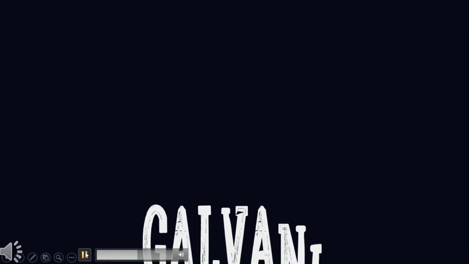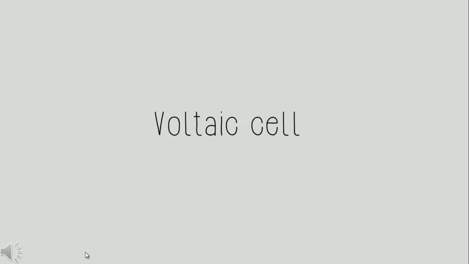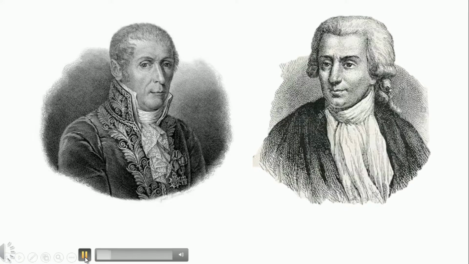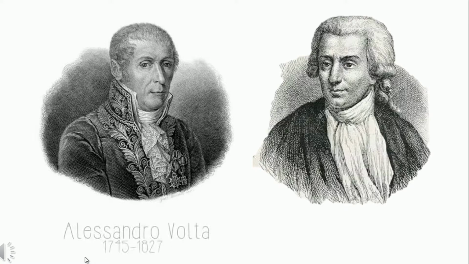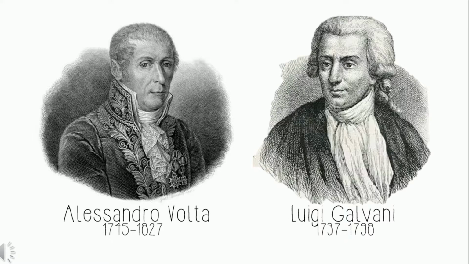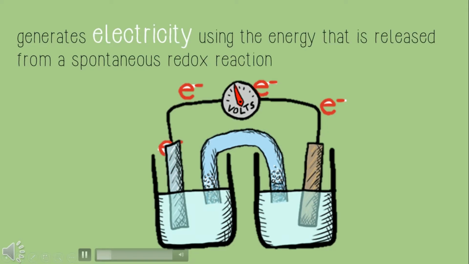Let's talk about galvanic cells. The galvanic cell can also be referred to as a voltaic cell. It was named after two Italian physicists in the 18th century, Alessandro Volta and Luigi Galvani. The galvanic cell generates electricity using the energy that is released from a spontaneous redox reaction.